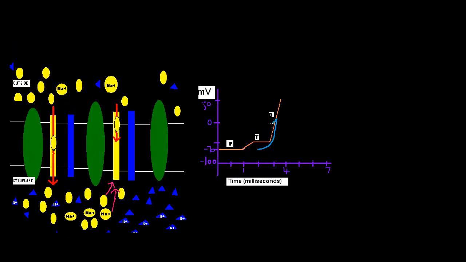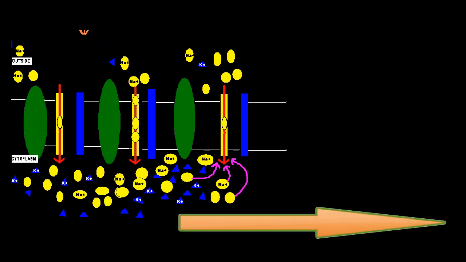If the stimulus goes above the threshold level, more ion channels open and more sodium ions flood into the cytoplasm, which in turn activates other sodium channels to open, and this goes on and on. This leads to complete depolarization and the membrane potential increases.